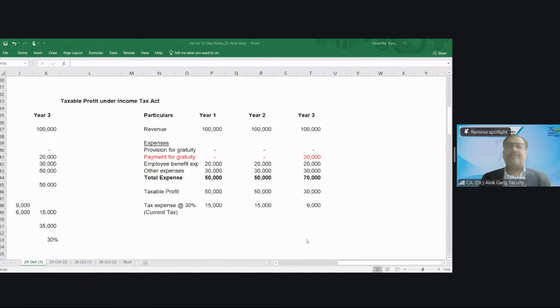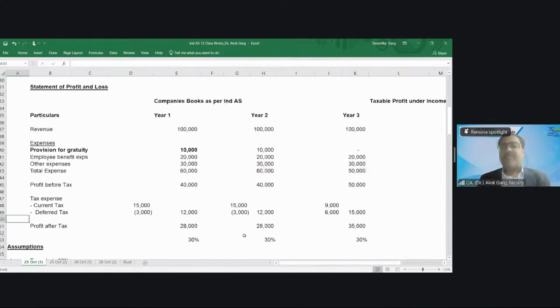What is the DTA accounting entry? If you create a deferred tax asset, the deferred tax asset account is debited, and the credit goes to deferred tax income. So deferred tax asset is debited, and deferred tax income is credited. This is how your accounting has to happen.